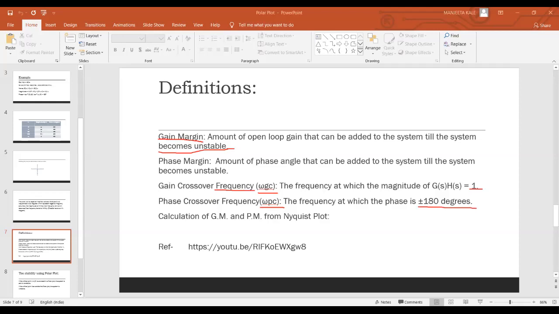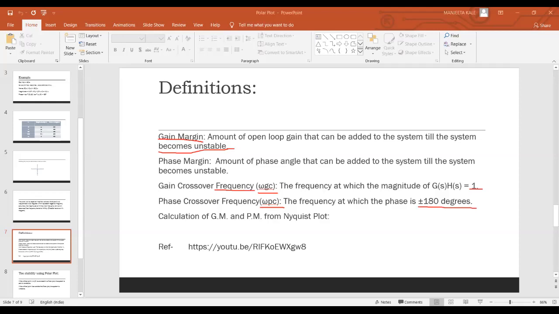But before that, now we will see how to locate this omega GC and omega PC from polar plot. We have just now seen how to sketch a polar plot. Now, how to locate omega GC and omega PC from the polar plot. What is the use of locating omega GC and omega PC?